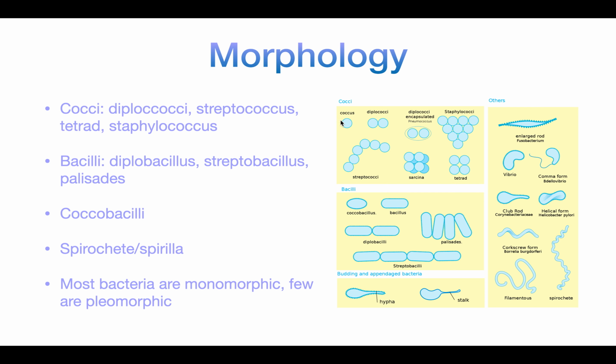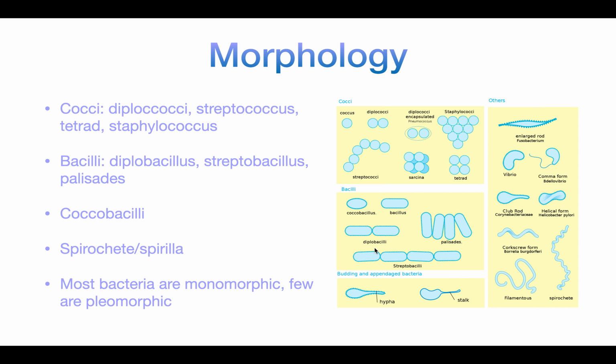The cocci are going to be made out of circular structure, and the coccus is one, diplococcus is going to be two. The more common ones that we need to be paying attention to are the streptococcus, they're beads on a line, and the staphylococcus, which is like a bunch of grapes.